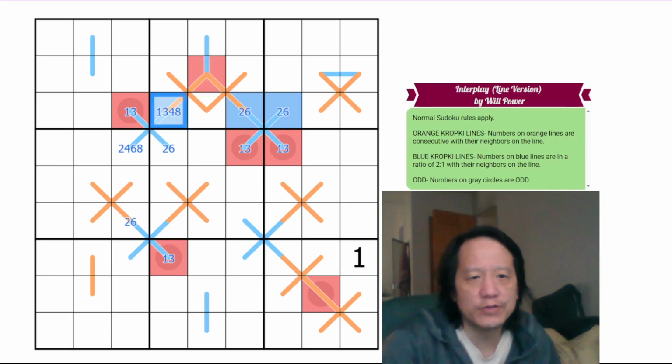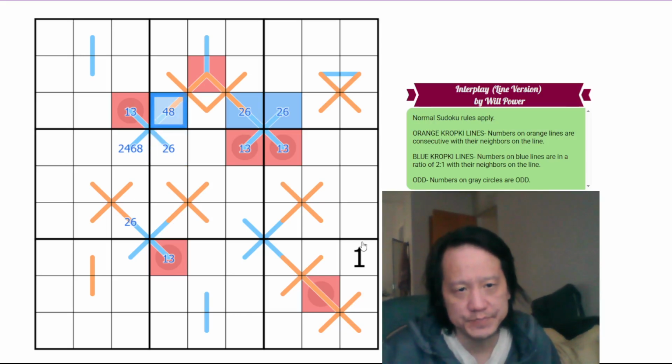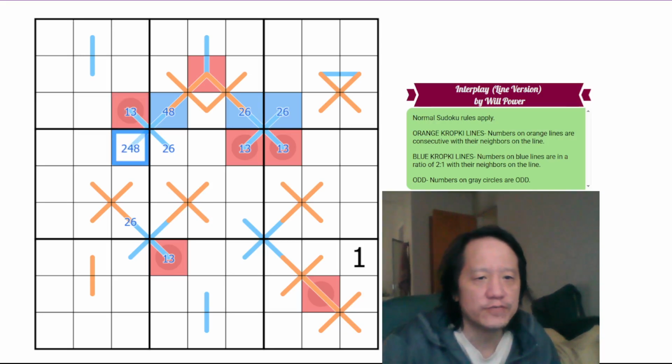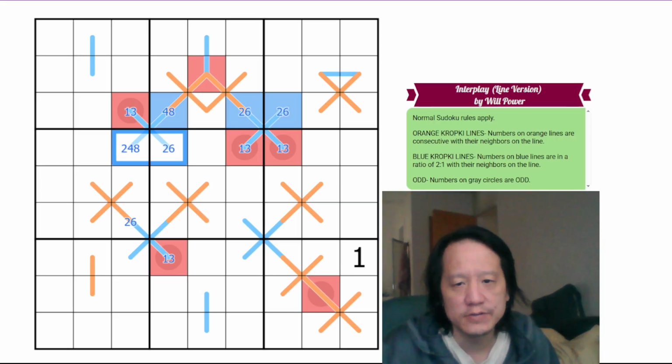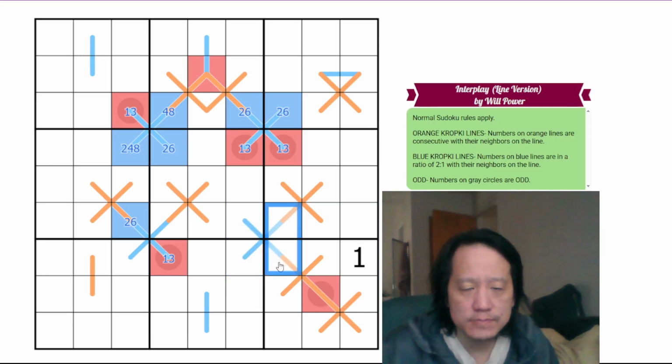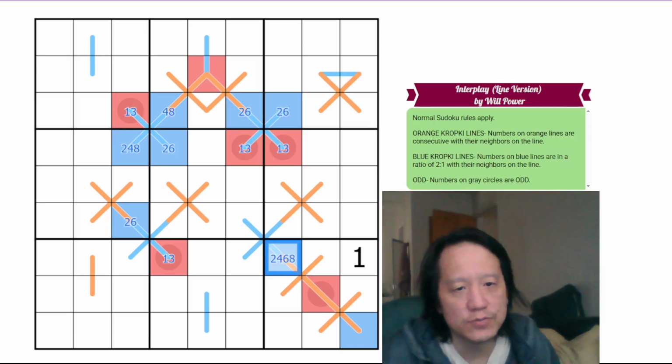So this cannot be 1 or 3, it's 4 or 8. Therefore, this can't be 6 here, but this could be 2, 4, or 8 here. So these are even, guaranteed. This is even. It's in a 1-to-2 ratio with an odd digit. This is consecutive with an odd digit, so it's even. This is consecutive with an odd digit, so it's even. So this has to be 2, 4, 6, or 8 here. We don't know which.